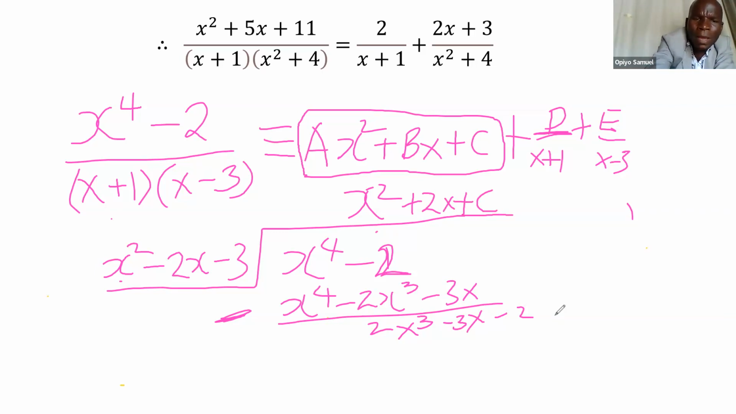Then for the remaining part, you now express the remaining part in the form of d over x plus 1 plus e over x minus 3. Those are the two ways by which you can handle this kind of problem.